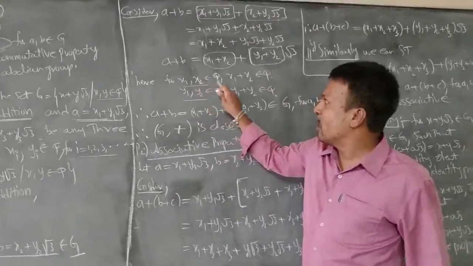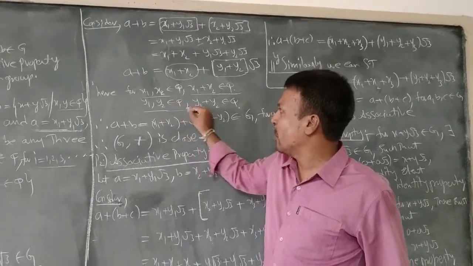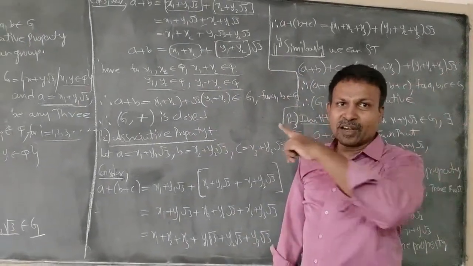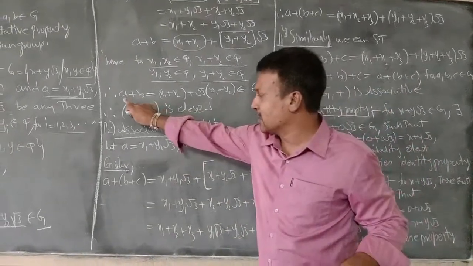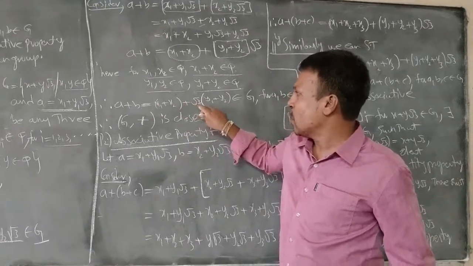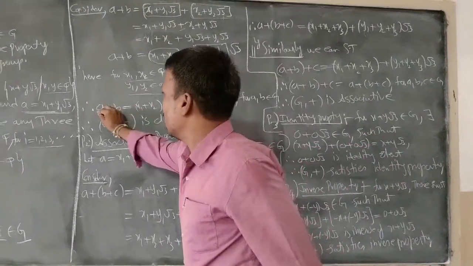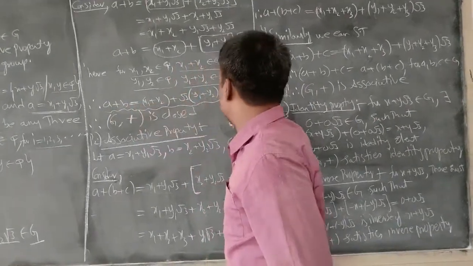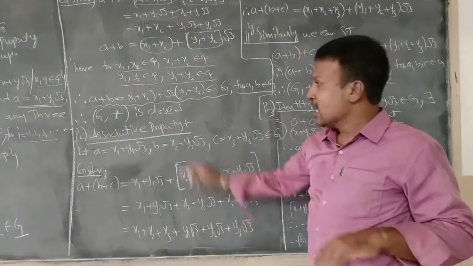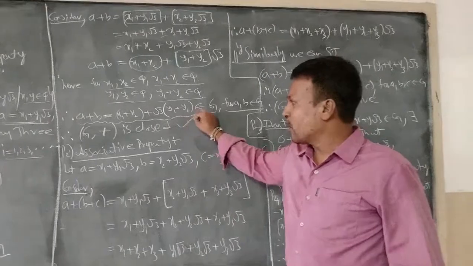For x1, x2 belongs to Q, x1 plus x2 belongs to Q. For y1, y2 belongs to Q, y1 plus y2 belongs to Q. Therefore, in general, for closure property, I write that a plus b is equal to (x1 plus x2) plus root 3 into (y1 plus y2) belongs to G. Therefore, a plus b belongs to G for a, b belongs to G. Therefore, we can conclude that G, plus is closed. So, the closure property is finished.